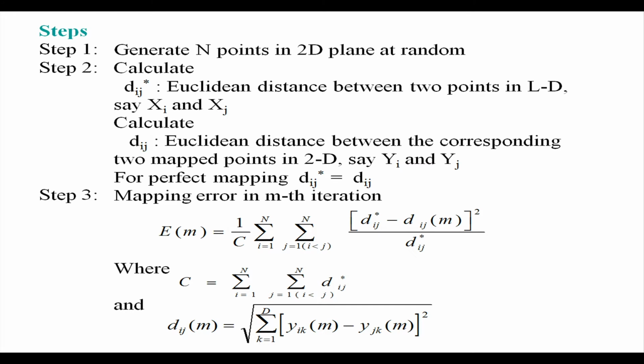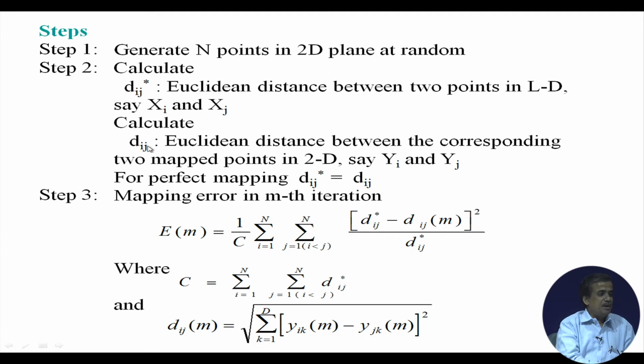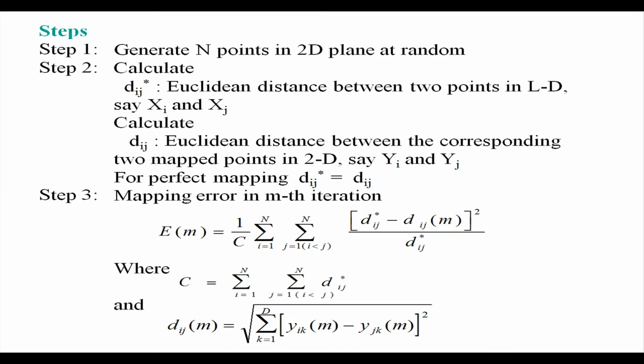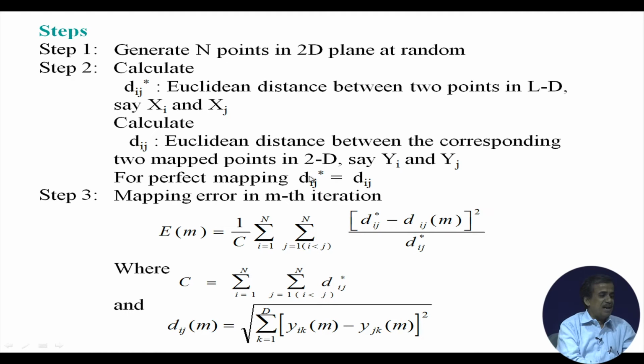Now, similarly, we calculate Dij, that is the Euclidean distance between the corresponding mapped points in 2D, say yi and yj. So, xi and xj I am mapping to 2D. This xi will be mapped as yi, this xj will be mapped as yj. So, yi and yj, I am trying to find out the Euclidean distance in lower dimension, and that is nothing but the Dij.